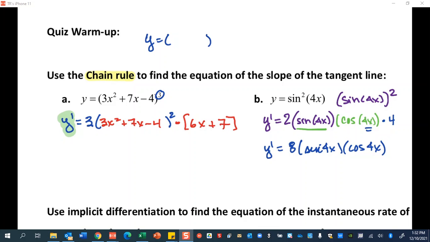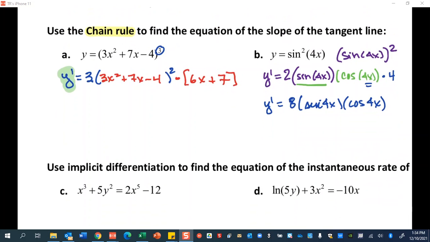Would you please, with your group, talk about these two? What do you want to remember? What do you want to make sure that you don't get tripped up on? Go ahead and talk. All right.